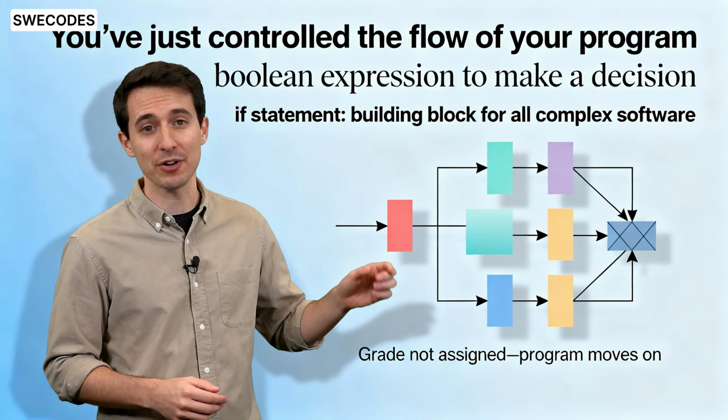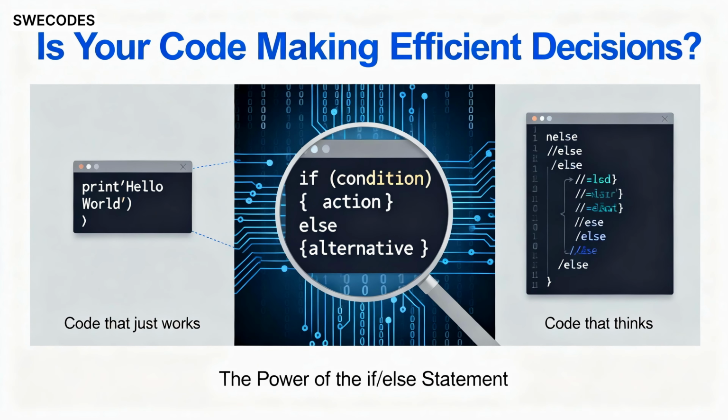And that's it. You've just controlled the flow of your program. You used a Boolean expression to make a decision. This single concept, the if statement, is the building block for all complex software. Stop writing code that just works. Start writing code that thinks.